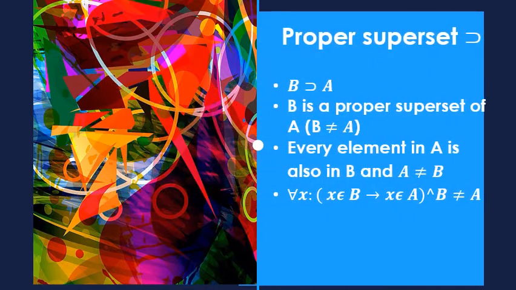Next one, we have proper superset. B is a proper superset. So take note of the symbol. It is somewhat the reverse of the subset. B is a proper superset of A. B is not equal to A. So they are also reverses of each other. Every element in A is also in B, and A is not equal to B. So take note of the arrangement, how the statement is clustered.